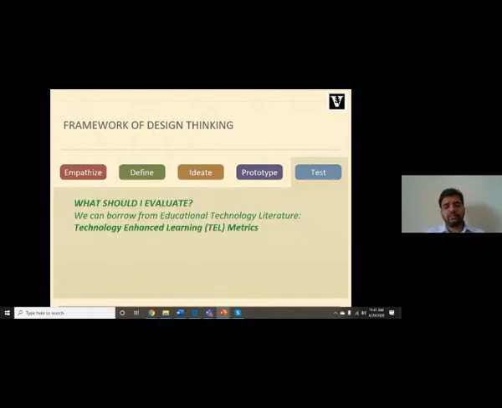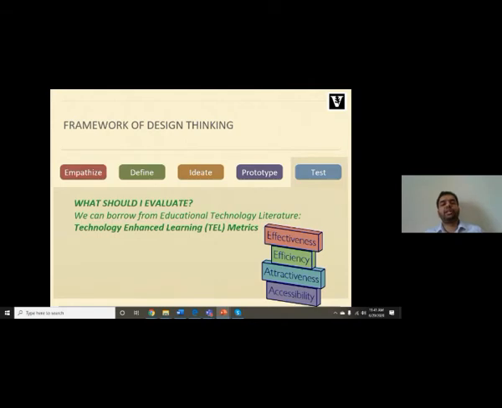All right. So one important thing about testing is to know what I should test for. What should I evaluate? We can borrow one idea from educational technology literature, which is the TEL matrix. The TEL matrix tells us the four important things about an educational product that need to be evaluated and tested for. These four are effectiveness, efficiency, attractiveness, and accessibility.